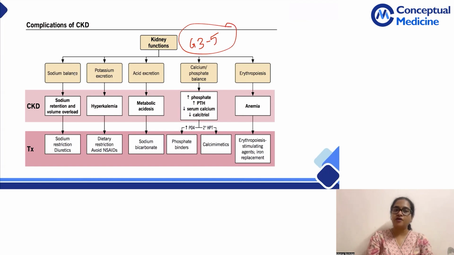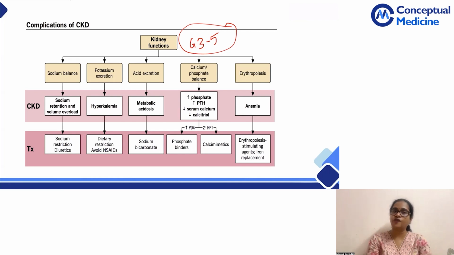In sodium balance, you start retaining sodium and you start having edema because of volume overload. You can start having hyperkalemia. Hyperkalemia is very variable from person to person, and also variable depending on the disease that you have. Diabetics are more prone to hyperkalemia. The drugs that you take, like ACE inhibitors and ARBs, can also produce hyperkalemia.